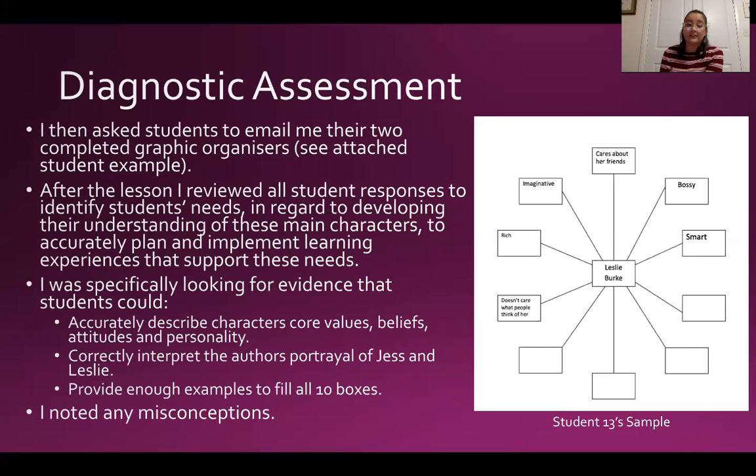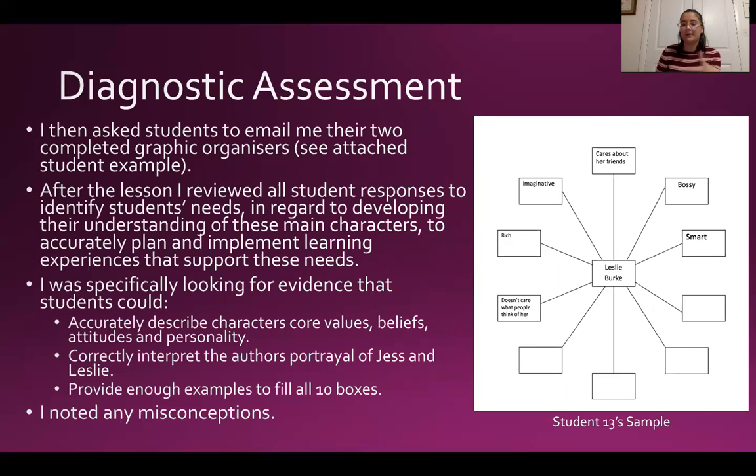What I was specifically looking for when I was reviewing the diagnostic assessment was, were they able to accurately describe characters' core values, beliefs, attitudes, and personality? Were they able to correctly interpret the author's portrayal of these 2 main characters? And were they able to provide me with enough information? Were they able to fill all 10 boxes? I also noted down any misconceptions that I thought would be important for me to go back later and revise.